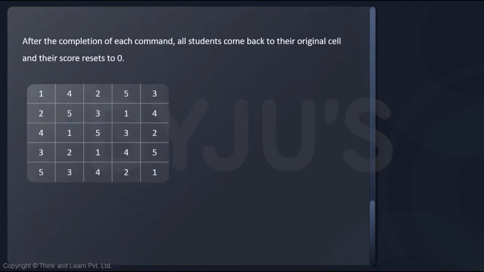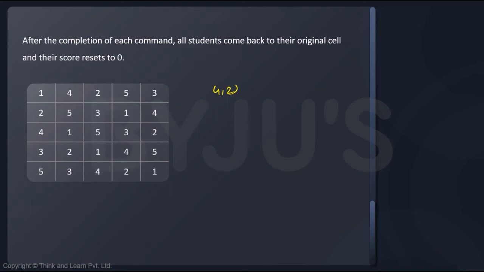So if you run a command, let's say 4 comma 2, the student here will try to go to the cell number 2. Starting from 4, will try to go to the cell number 2 in a way that you cross the minimum total. So the nearest 2 is over here. Okay, now so the student here will have a total score of 0 because he did not cross any other number apart from 4 and 2.